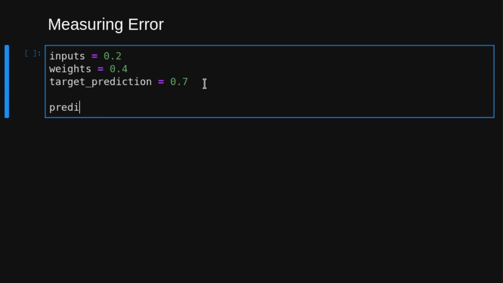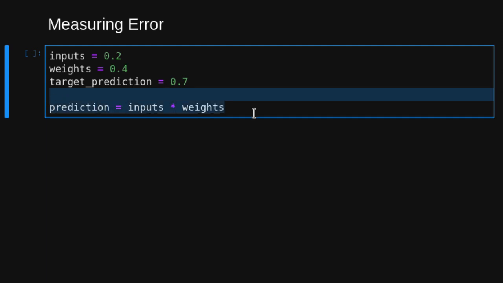I will just write prediction equals inputs multiplied by weights. In the previous videos, we have wrapped this into an ANN function, but for this very simple example, this will suffice. I will just take these inputs and multiply them by these weights. And by the way, the weight here is also completely random. I've just made it up. It is not going to correctly predict the target prediction that we want.